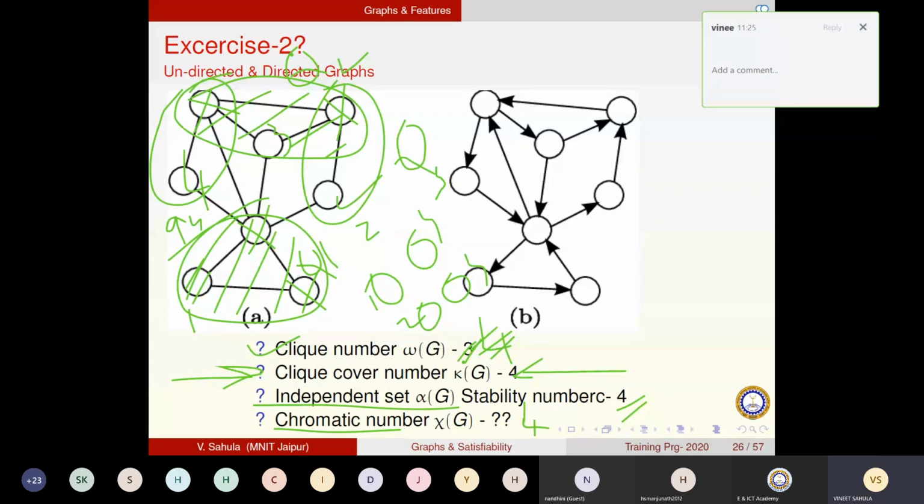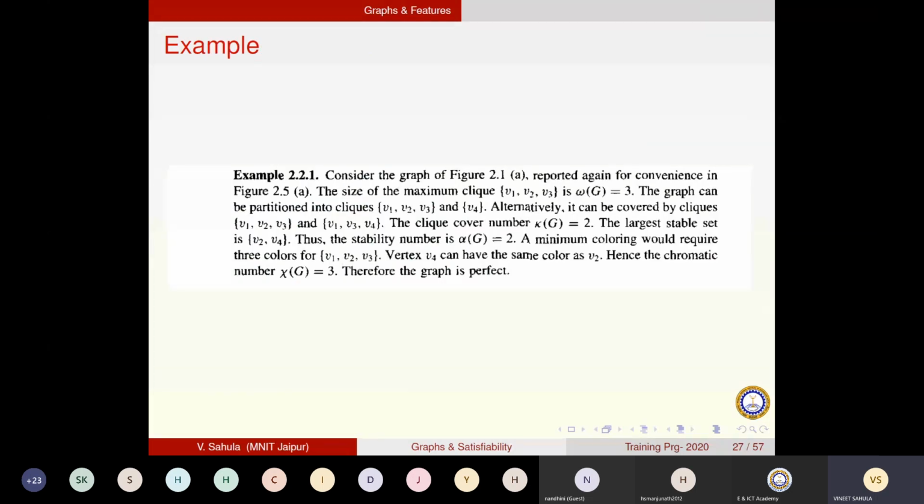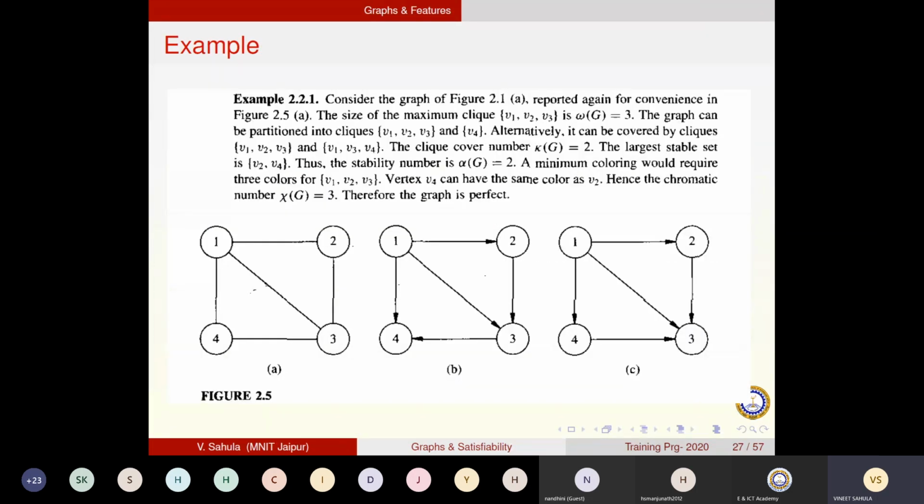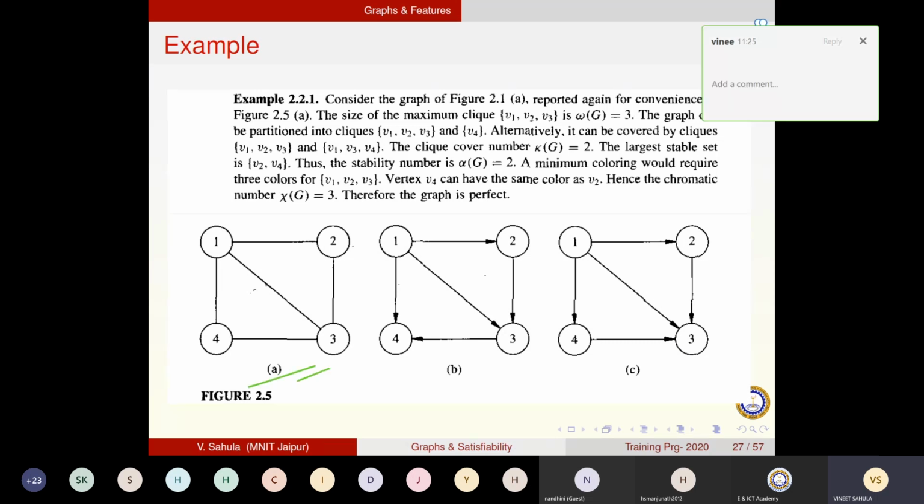Did you get it? You will have a quiz from this question. So you can try it here now. For this given graph, find out all 4 numbers. Let us go for the first, clique size. Clique number. What is the size you see here? Please reply in the chat with your answer.